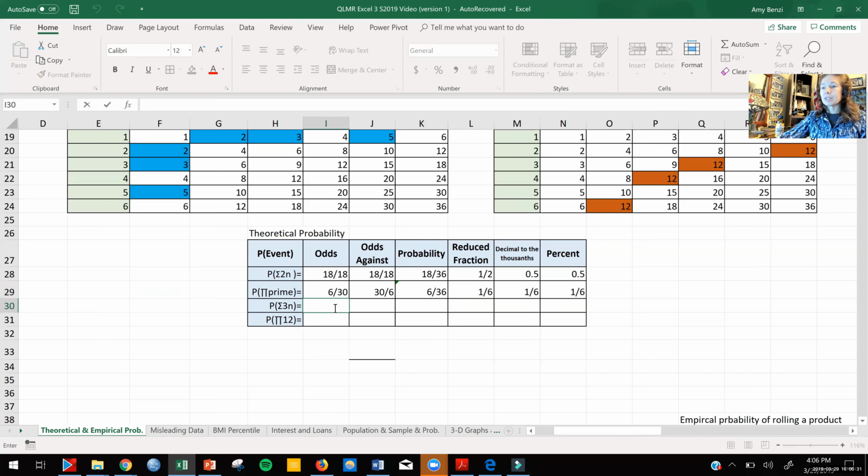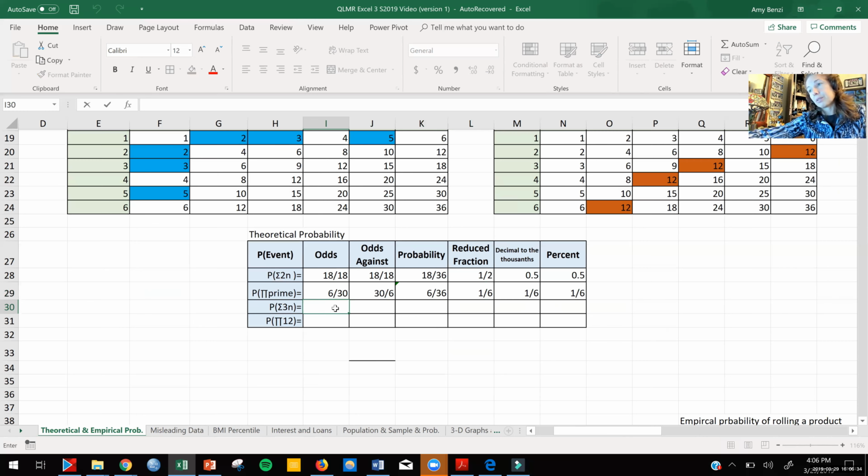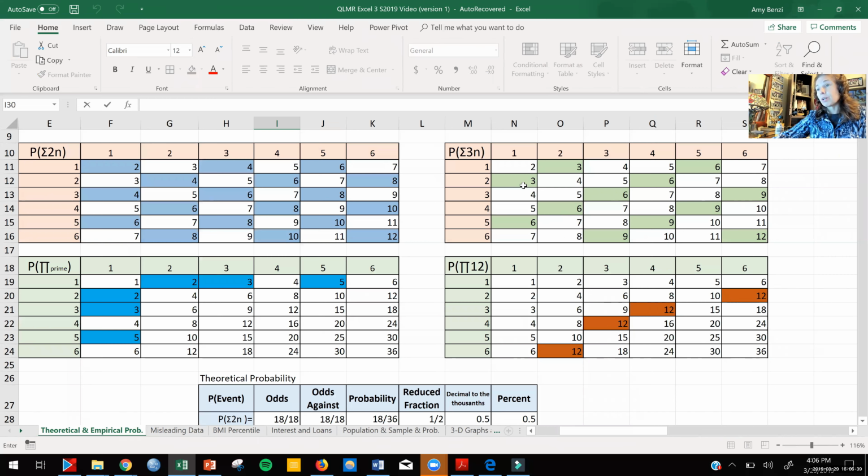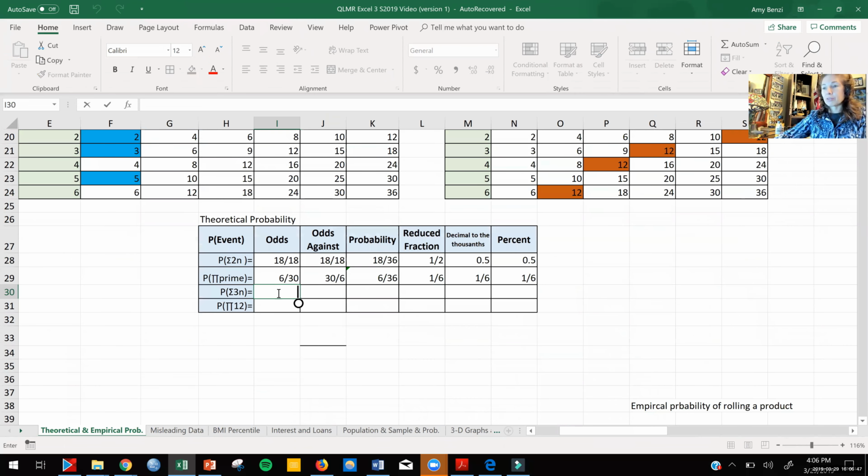All right, now I'm dealing with the odds of rolling a multiple of 3. Well, how many multiples of 3 did I have? Well, could it be about a third? I don't know. 1, 2, 3, 4, 5, 6, 7, 8, 9, 10, 11, 12 out of 36. Multiples of 3, I have 12 out of 36, but this first column is odds. So that's 12 out of what? 24. And then the odds of not rolling a multiple of 3 are just the opposite of that. And that's going to be 24 out of 12. I'm sorry, 24 to 12.